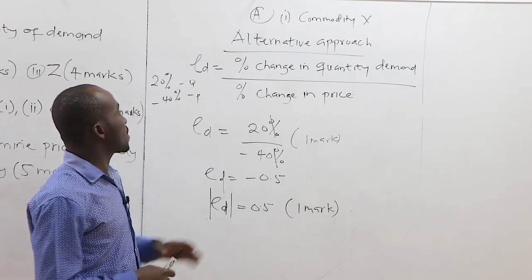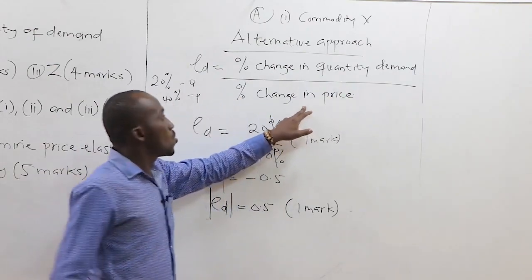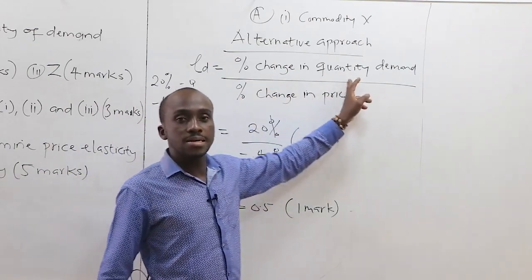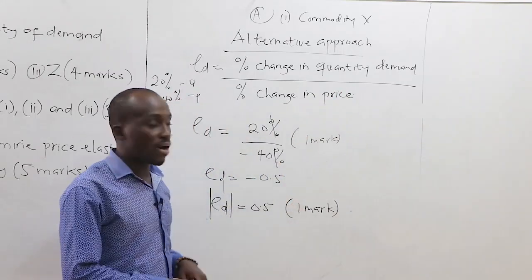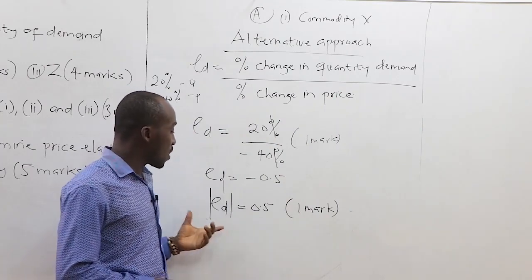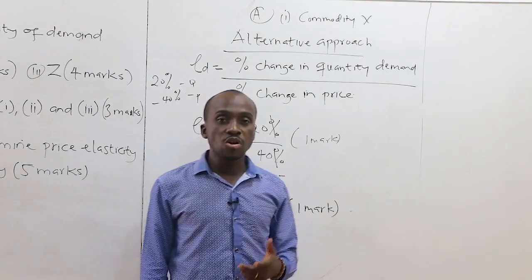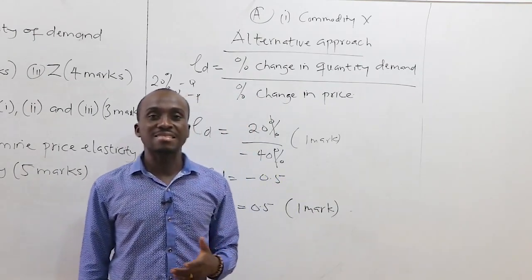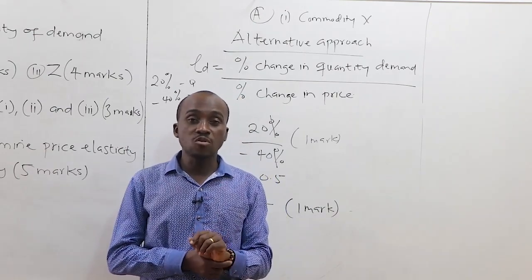So here the approach is percentage change in quantity demand divided by percent change in price. We looked for the percentage change in quantity demand, we looked for the percent change in price, then we divide and we get negative 0.5. So the answer is 0.5. And I told you that you have to take the absolute. Because if you don't take the absolute, when you do price elasticity of demand, the answer is always negative because of the negative relation between price and quantity demanded. So you take the absolute so that you can interpret.